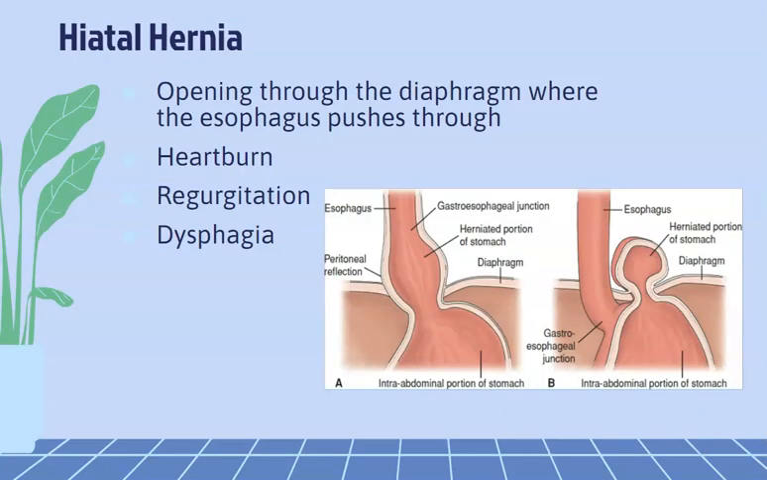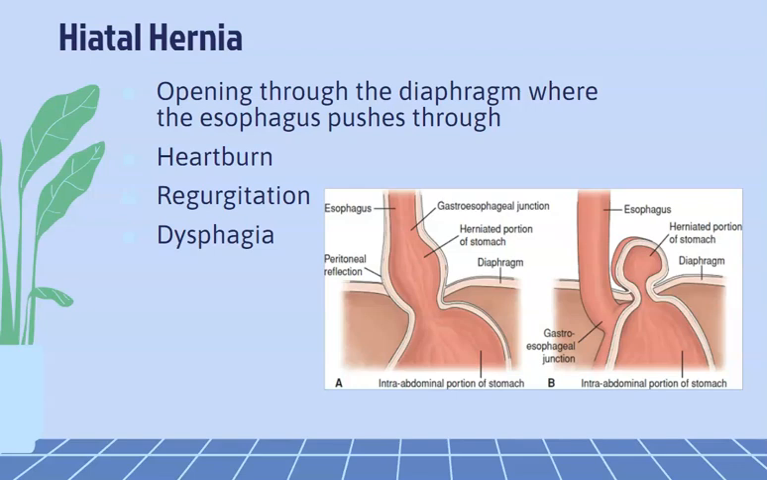All right, let's move on to hiatal hernias and how these will impact a client dealing with not only GERD, but if we happen to find a hiatal hernia on their chest x-ray. So hiatal hernias really are an opening through the diaphragm where part of the esophagus pushes through.